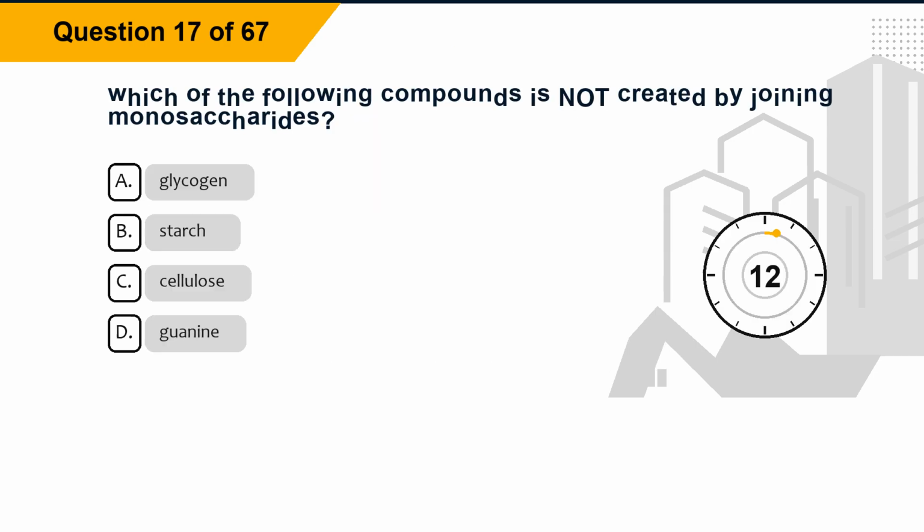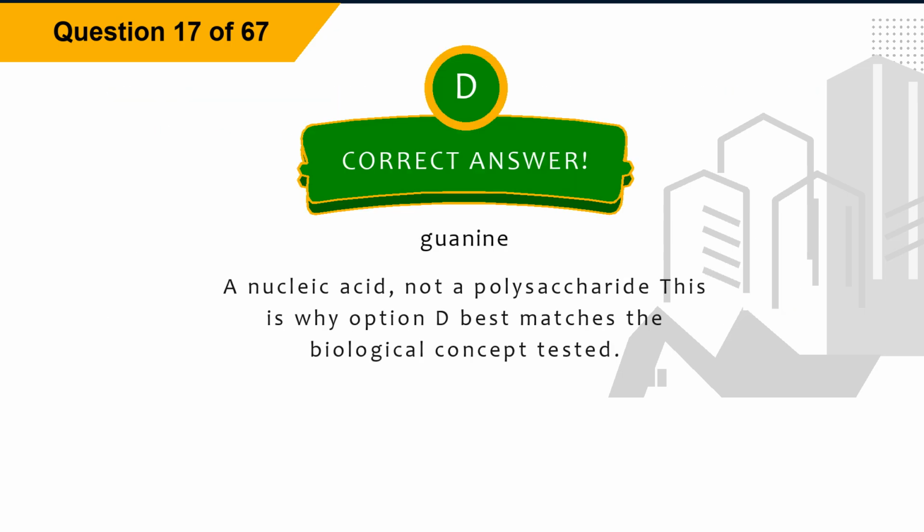Question 17. Which of the following compounds is not created by joining monosaccharides? Option A, glycogen. Option B, starch. Option C, cellulose. Option D, guanine. The correct answer is option D, guanine. Explanation: guanine is a nucleic acid base, not a polysaccharide. This is why option D best matches the biological concept tested.